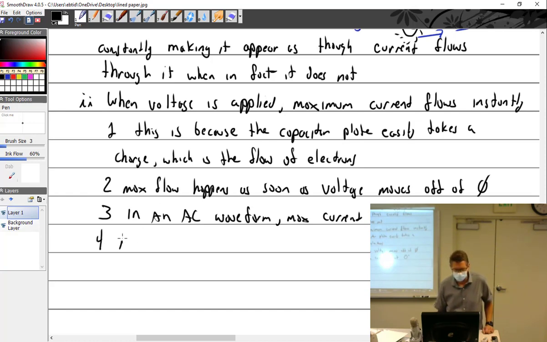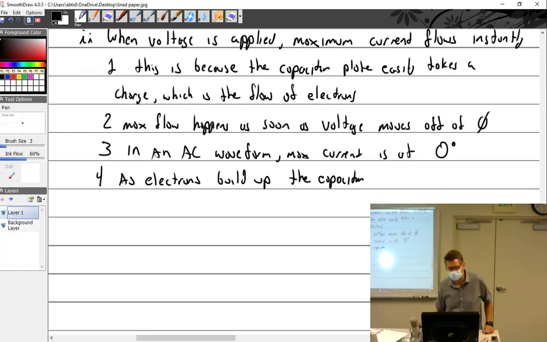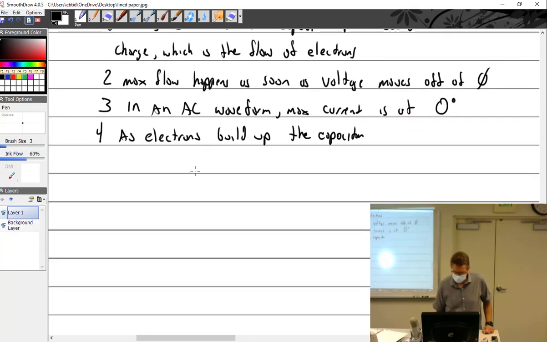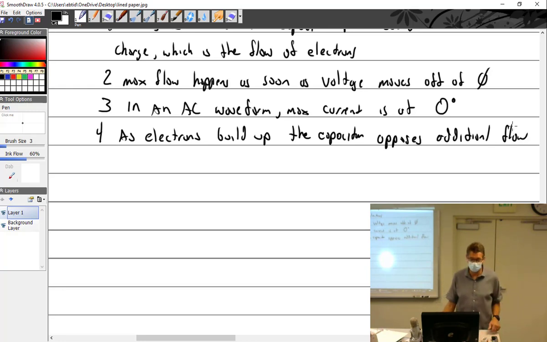Iceman. As electrons build up, the capacitor opposes additional flow. We should just abbreviate it CAP, because then we would save time. Where was I? Electrons build, the capacitor opposes additional flow. Eventually, if it wasn't AC, if it's DC, then it would just stop additional flow. I could also see that happening if you had a very, very long wave. Your frequency was super low, and it would probably charge up and just stay there waiting for it to reverse and go the other way.